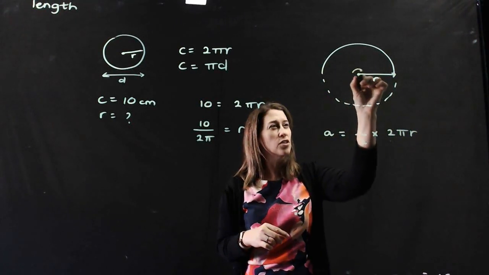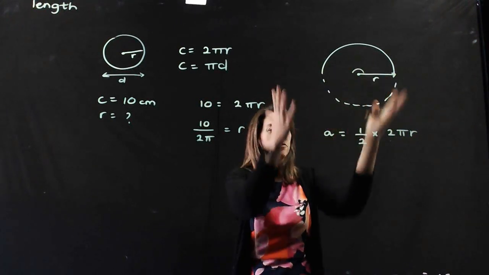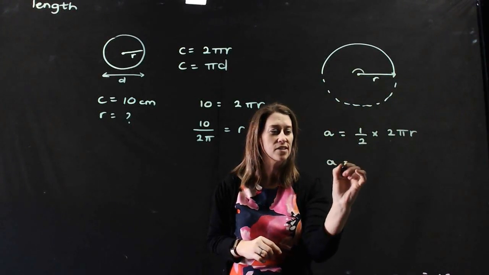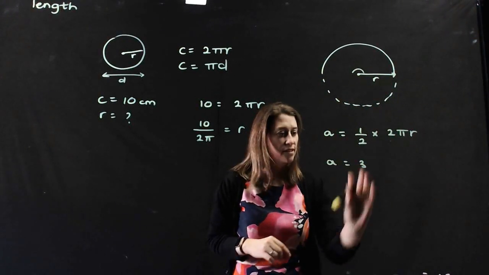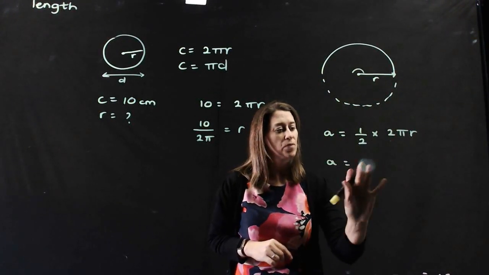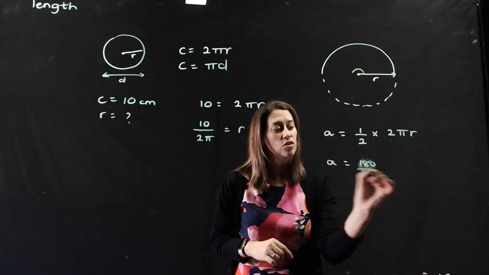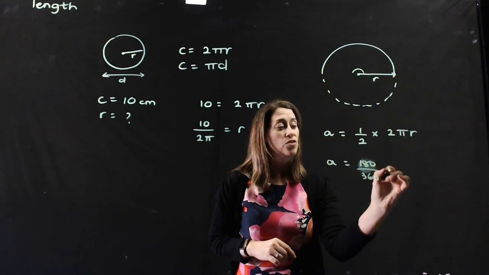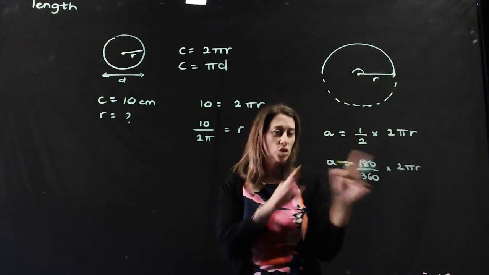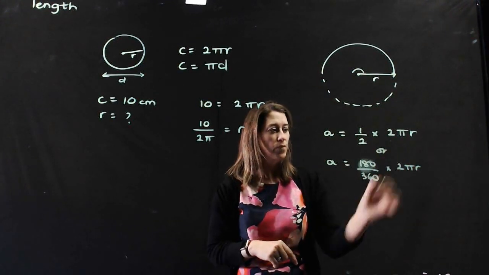This is the same as 180 degrees out of the full 360 degrees in a circle. So I can write, hang on, there's a little mistake there. I can write 180 degrees over 360 times the 2 pi r. So I've got two options for this.